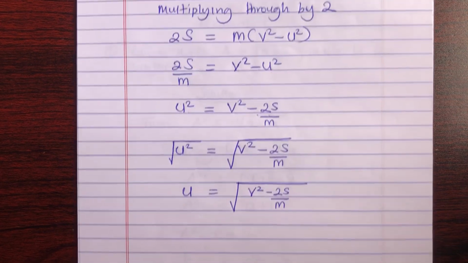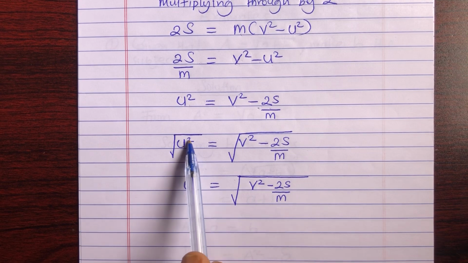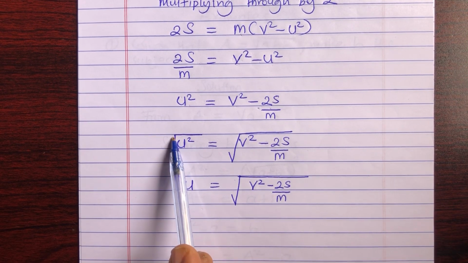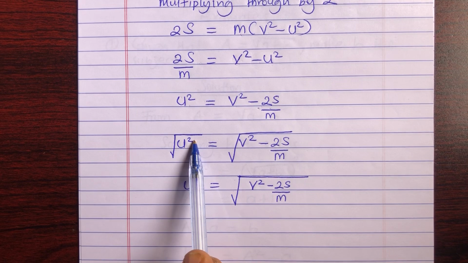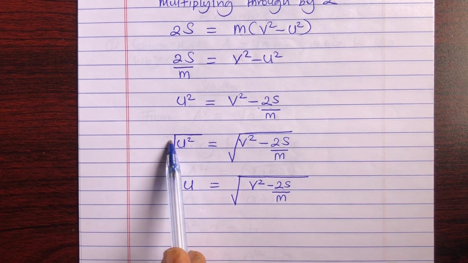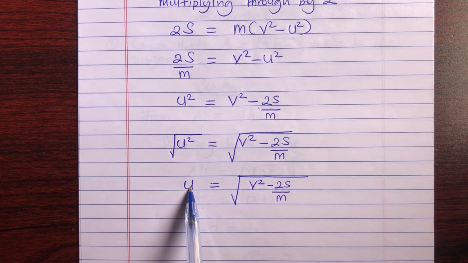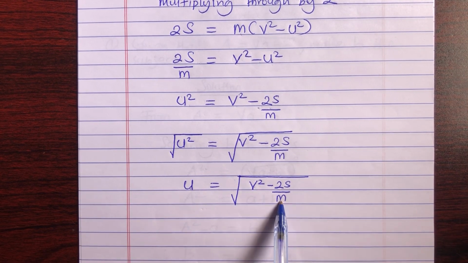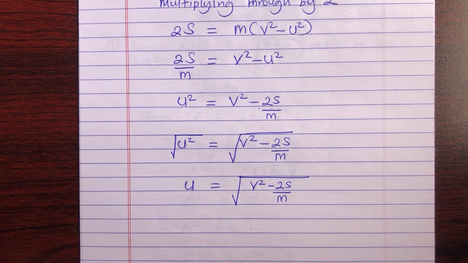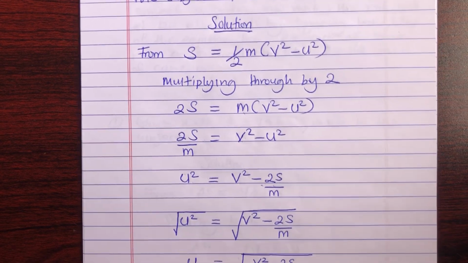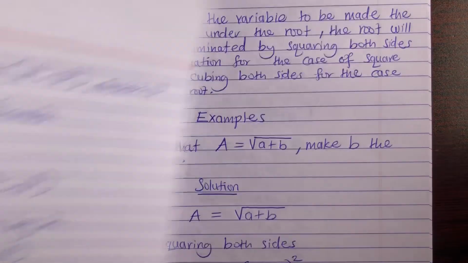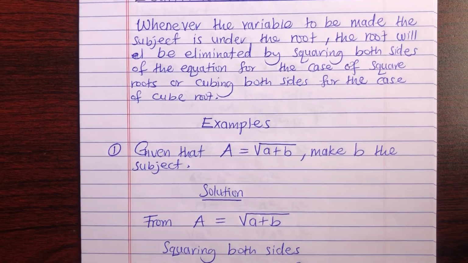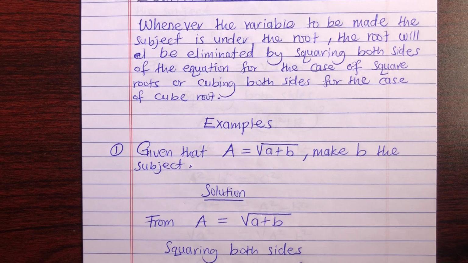And after, we shall eliminate the power by introducing the root. Since it is a square, we shall bring a square root, which reduces the square, and we end up with u equaling to the square root of v squared minus 2s over m as our final formula after making u the subject. Otherwise, that has been how we handle non-linear equations involving higher powers.